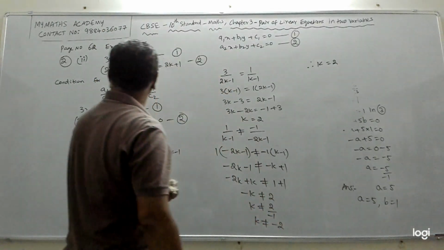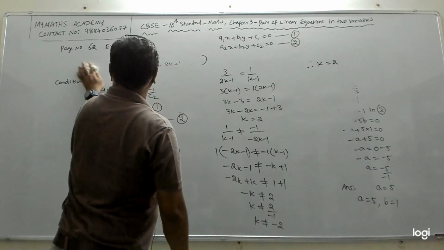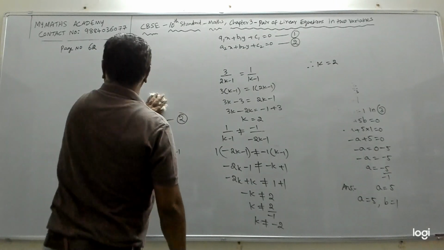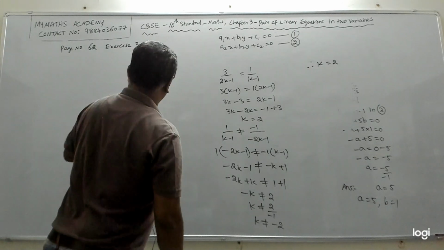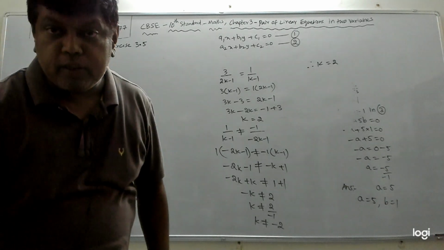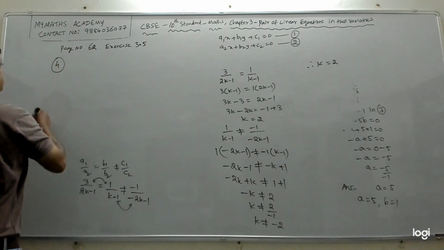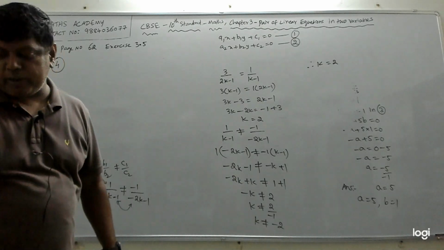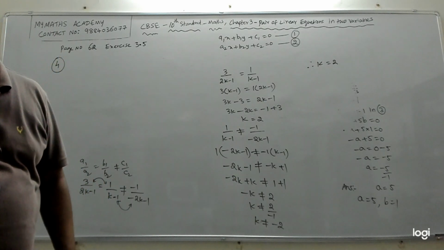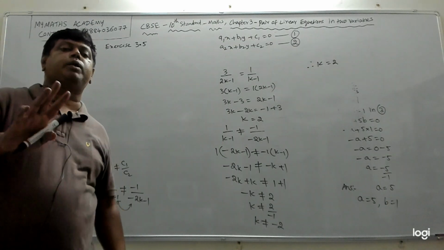Fine. So let's continue with the next problem, which is the fourth problem in exercise 3.5. Form the pair of linear equations in the following problems and find the solution if they exist by any algebraic method.